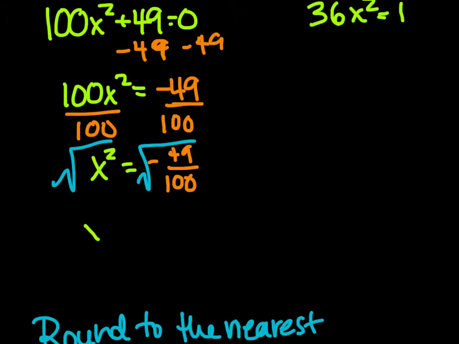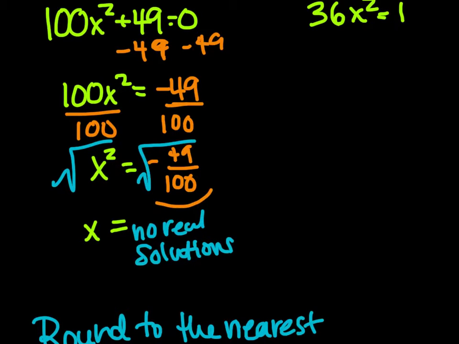And we have x is equal to, I'm sure you're already seeing it, we can't take the square root of a negative number. X is equal to no real solutions, because we have a negative 49 over 100. We have a negative number in there, so it's not going to work out.